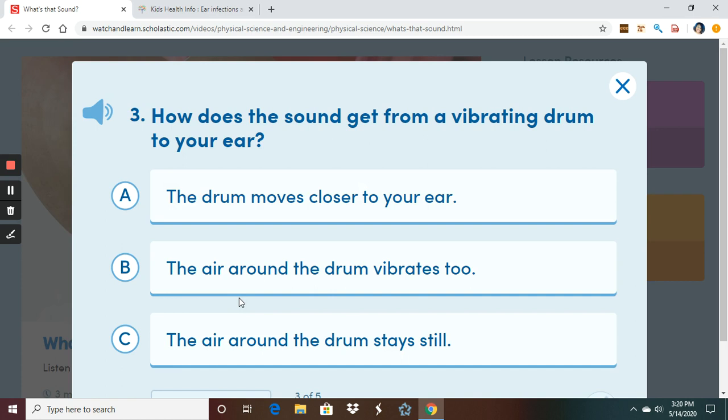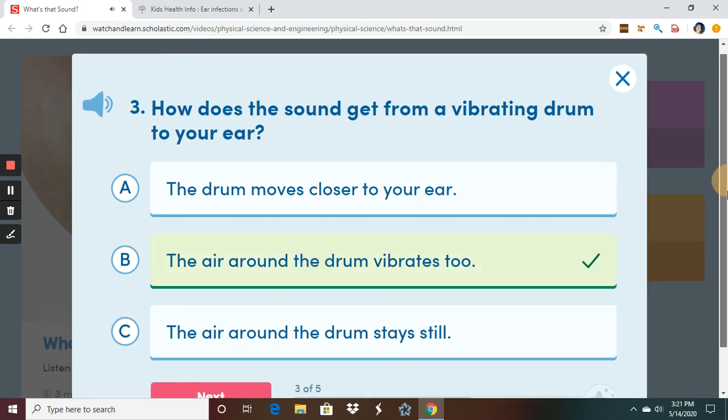Number 3, how does the sound get from a vibrating drum to your ear? A, the drum moves closer to your ear. B, the air around the drum vibrates too. Or C, the air around the drum stays still. A, B, or C? Good job. And that's right. Let's move on to the next one.